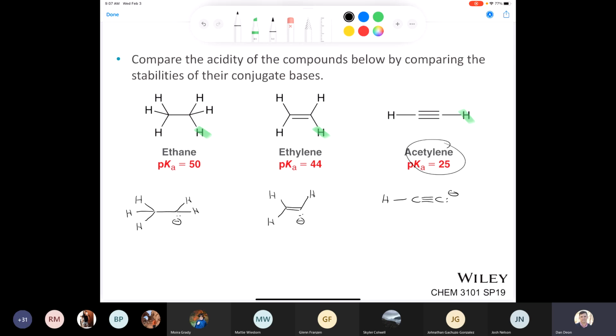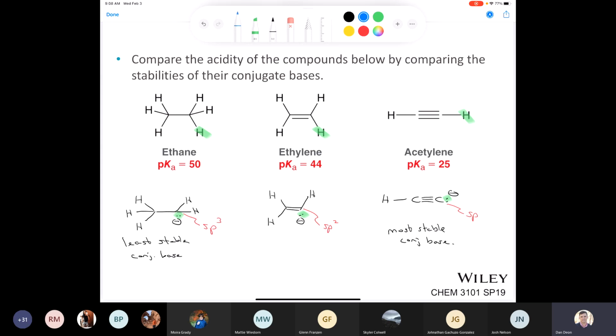Now, if this is the strongest acid, that tells me that this is the most stable conjugate base. And it tells me that this is the least stable conjugate base, because it's got the highest pKa. It's the weakest acid, okay? So just talking about stability. And the reason that this one is the most stable is because the lone pair here is on an sp hybridized orbital. The lone pair here is in an sp2 hybridized orbital, and the lone pair here is in an sp3, right? That's all there is to it.